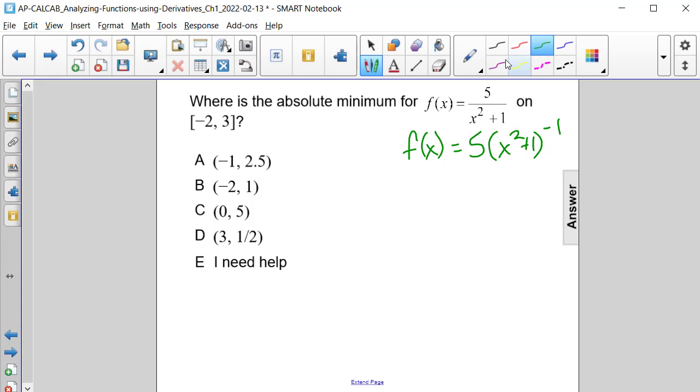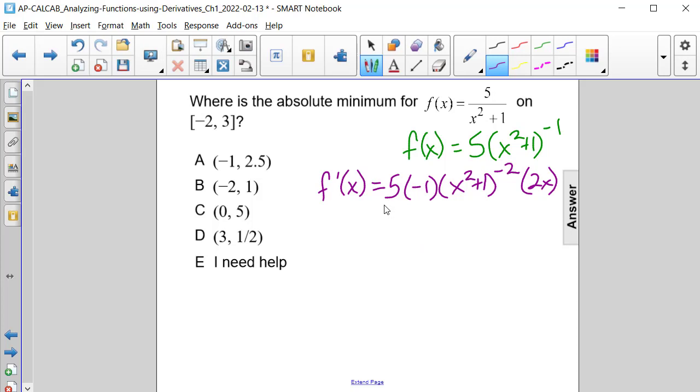power. Next, we can find the derivative of this function to find our critical values. We're going to be using the chain rule in this case. So we have our coefficient of 5 out here, and then by the power rule and chain rule, we have -1 brought out in front. We keep the x² + 1 in the parentheses, raise it to the -2nd power, and then multiply by the derivative of what is inside the parentheses. The derivative of x² + 1 is 2x.